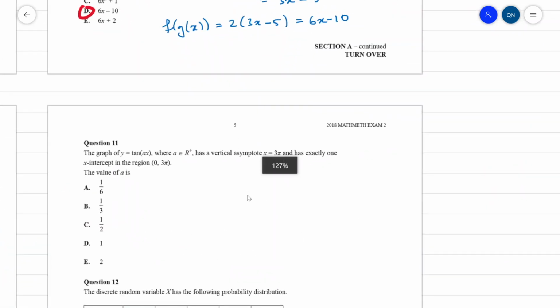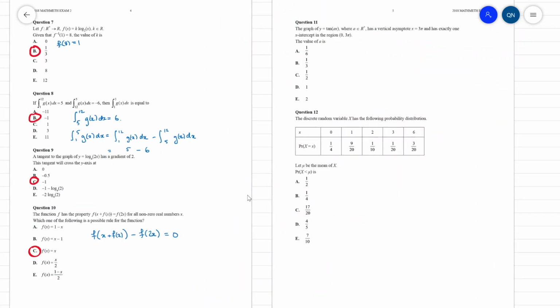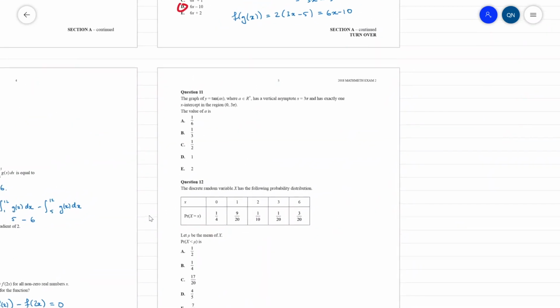Why is the zoom not working on this? So here's my x-axis. Something's going on with this. Oh dear.